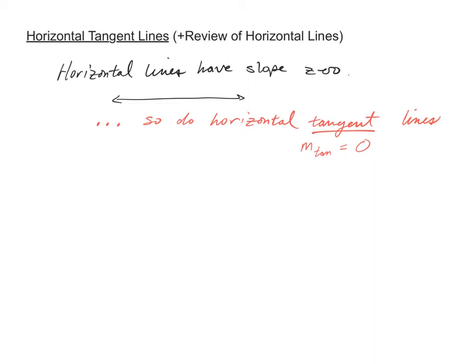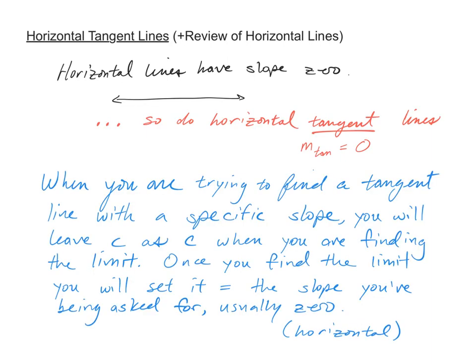So with horizontal tangent lines, what you will be asked to do is to find specific coordinates on the graph of a function where the horizontal tangent lines exist. And when you do that, you're trying to find a tangent line with a specific slope. And when you're doing that, you will leave c as c in the limit definition of finding the slope of a tangent line from before. Once you find the limit, you will set it equal to the slope you're being asked for. Usually it'll be 0, for the horizontal tangent line.